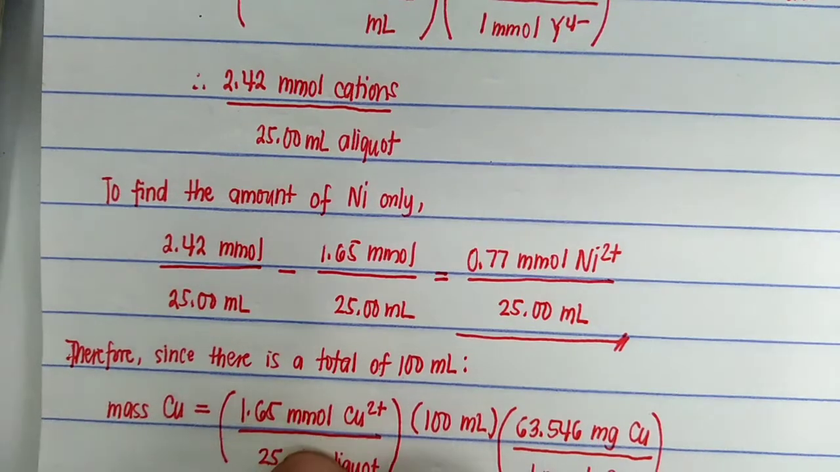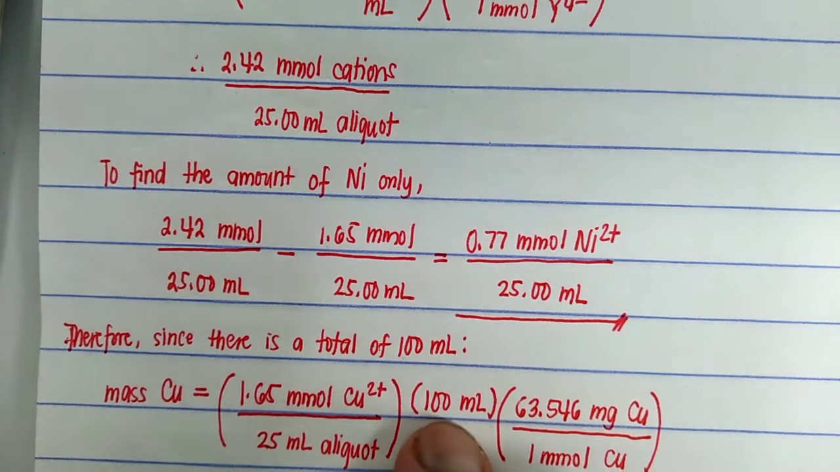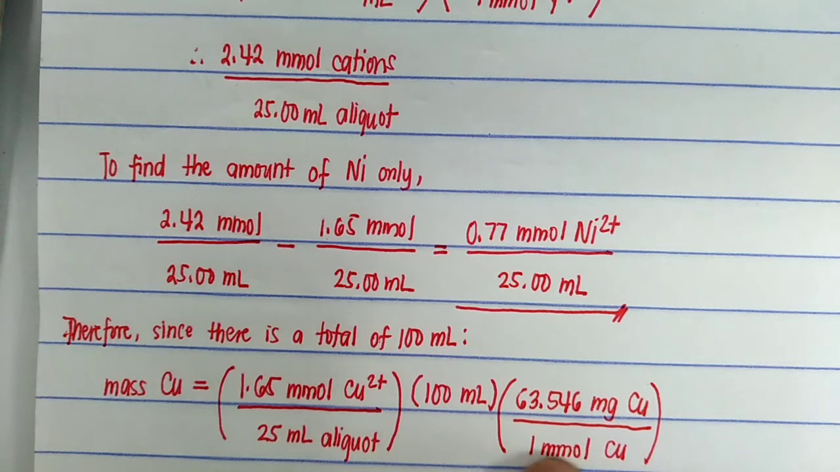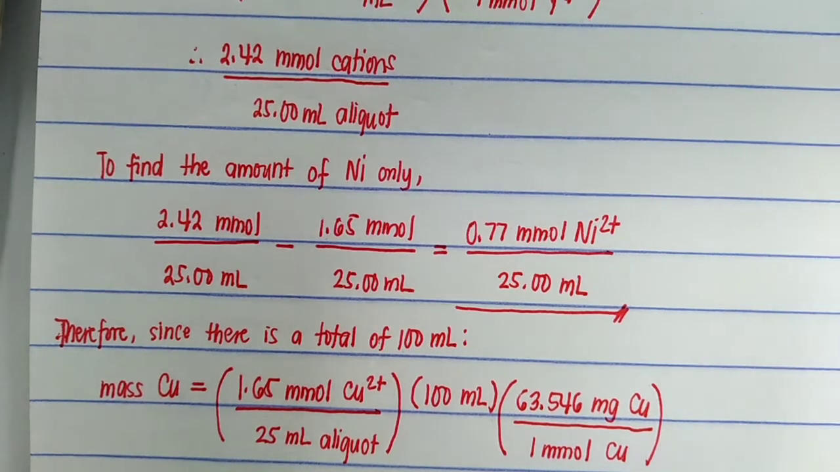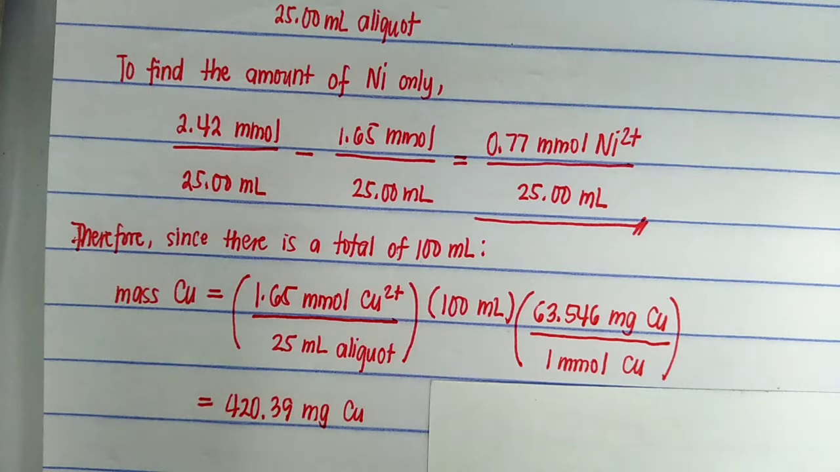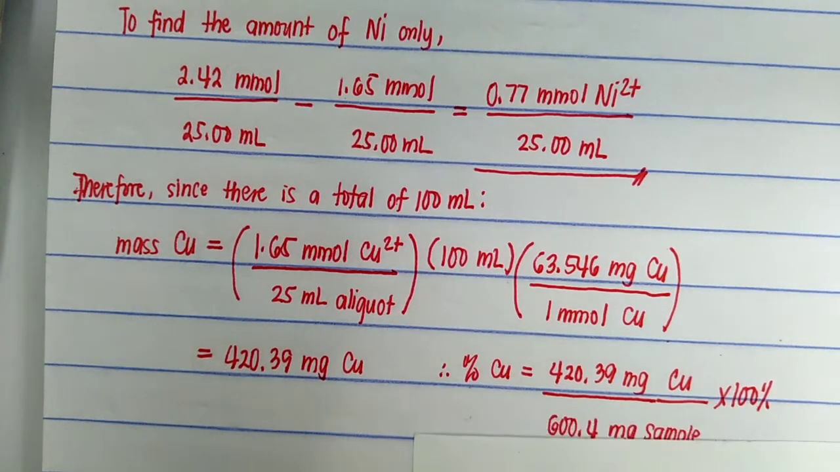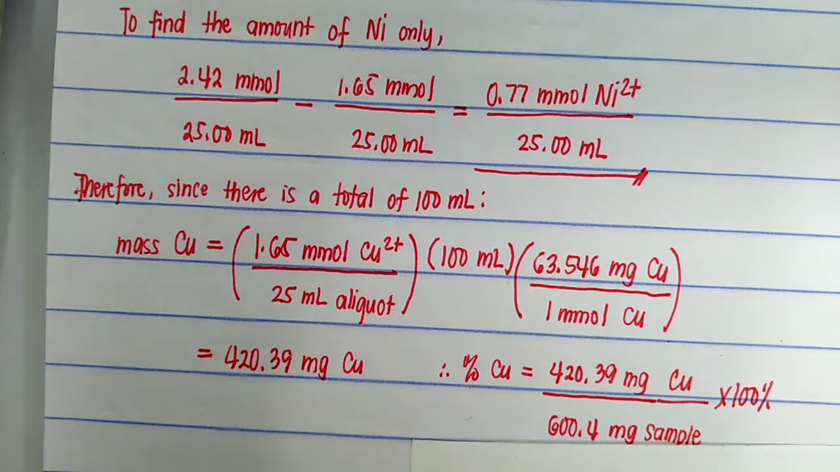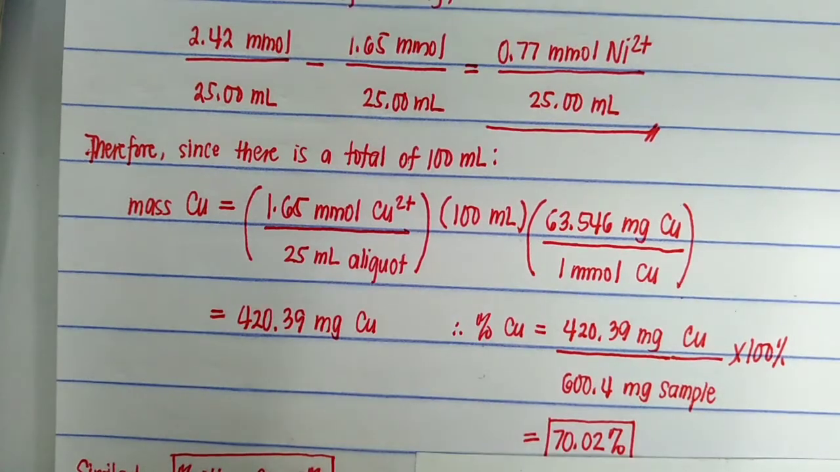So this one we got originally at the previous page. So that's 1.65 millimoles for every 25 ml of aliquot times the total volume multiplied now by the molar mass of the copper. So by plugging it into my calculator, I'm able to find the mass of copper that's present in my sample. That's 420.39 milligrams. And since we are after the percent composition of our sample, we now plug it in. The mass of the analyte divided by the mass of the sample times 100% gives us the percent of copper. And it turns out the value is 70.02%.